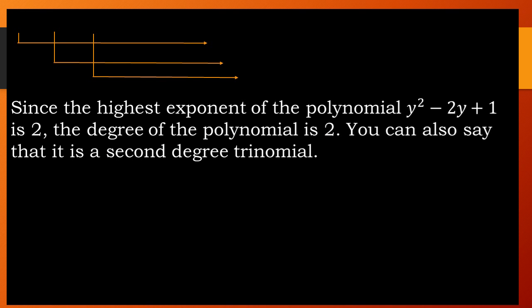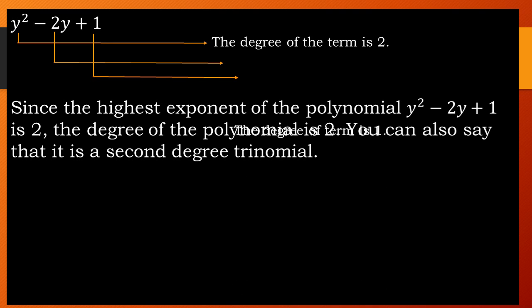So, from the given y squared minus 2y plus 1, the first term is y squared. The degree of the term is 2 since the exponent is 2. The next term is negative 2y. The degree of this is 1 since it only has a variable. If the variable does not have any exponent, the exponent is considered as 1.